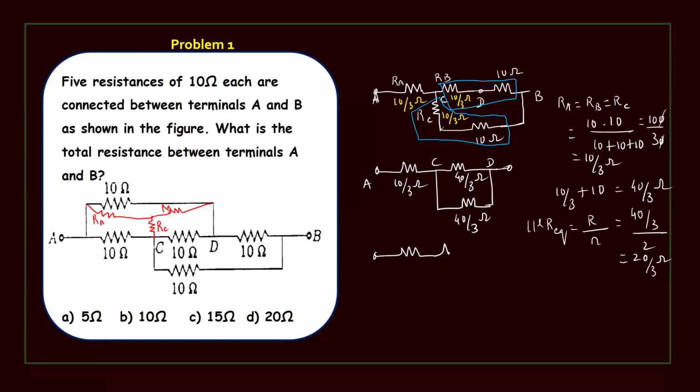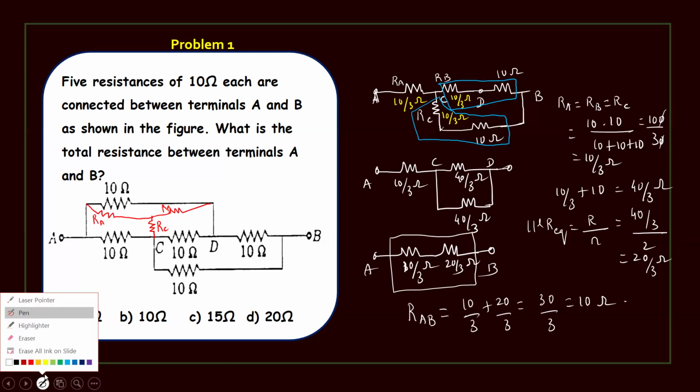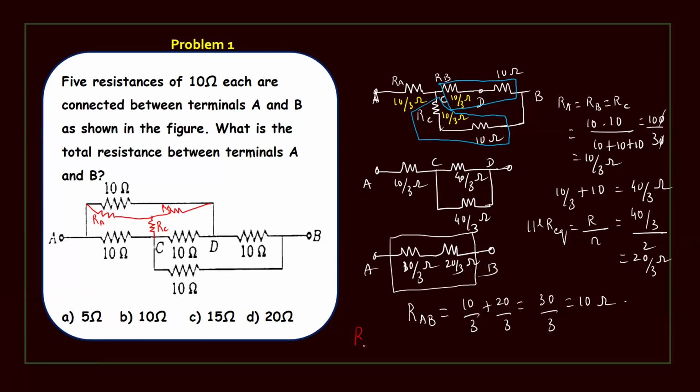So 10 by 3 ohms, here 20 by 3 ohms, 10 by 3 ohms. Again, between A and B terminal, 10 by 3 ohms and 20 by 3 ohms are in series condition. So total resistance RAB equal to 10 by 3 plus 20 by 3, which is 30 by 3, equal to 10 ohms. So RAB equal to 10 ohms.